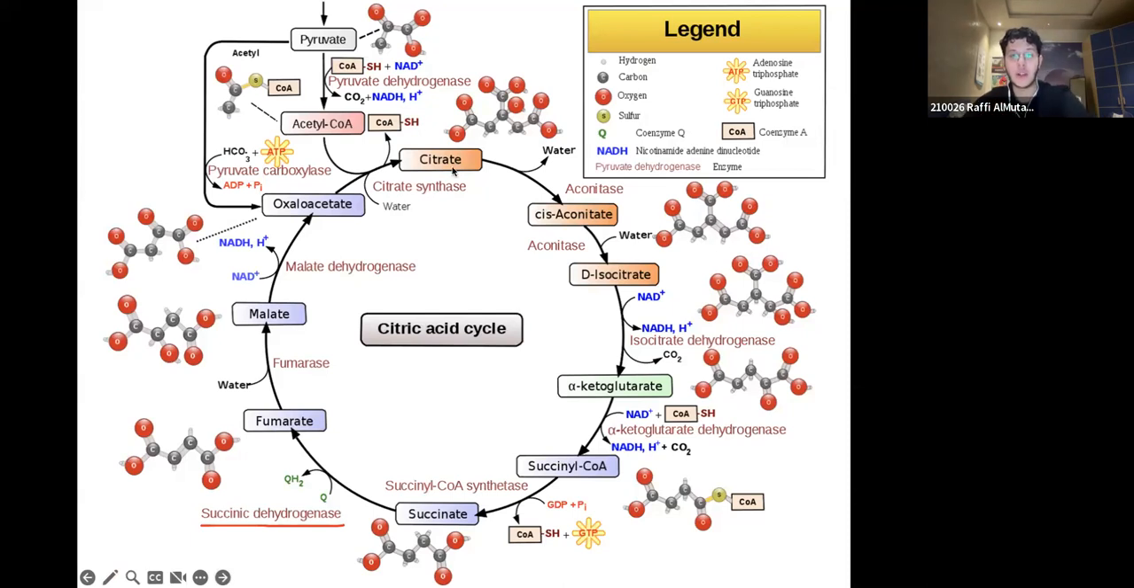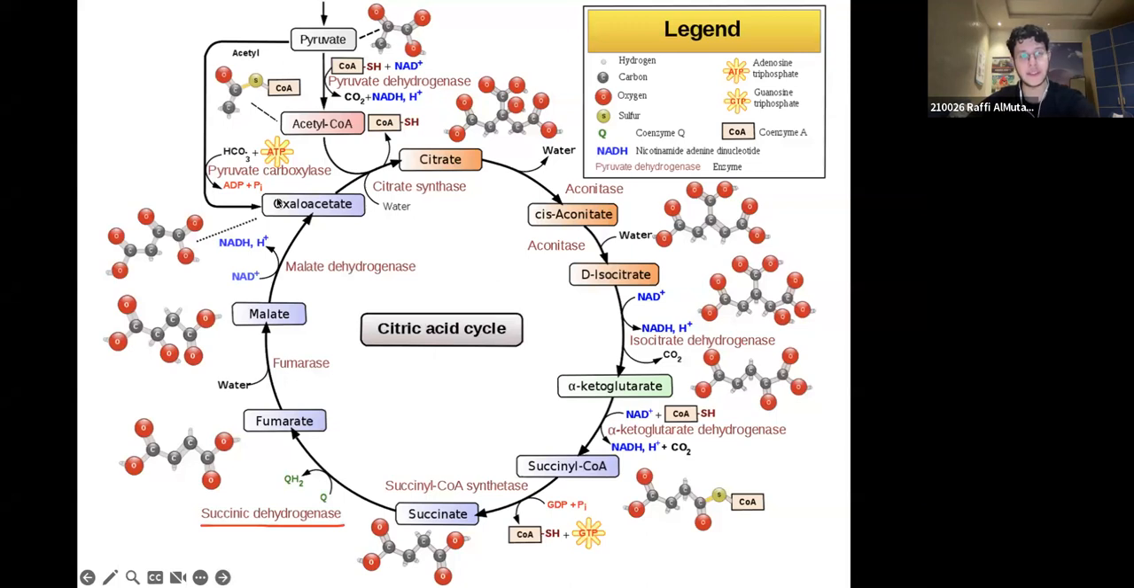What's happening exactly? So we use this pyruvate dehydrogenase. We spent a lot of time on pyruvate dehydrogenase. Now what happened? We made the acetyl-CoA. Nice. Is that it? No. We need to make oxaloacetate as well. And this happens by pyruvate carboxylase.